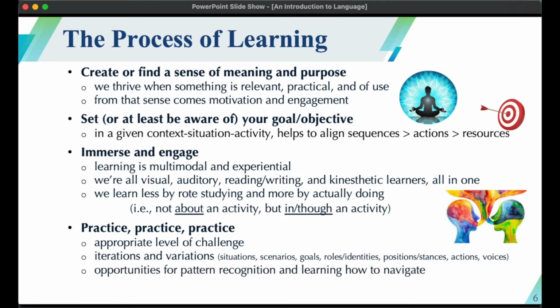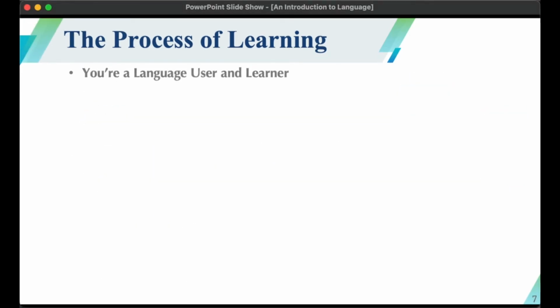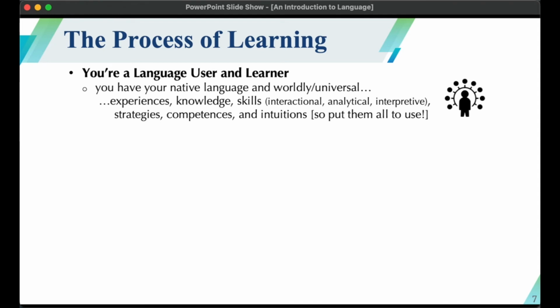Overall, this practice provides opportunities for pattern recognition, as well as learning how to navigate natural, open conversations. As you practice, you can think, what do I want to say, and how do I want to say it? Via a Japanese mindset and perspective, and via the Japanese language. One major thing to also remember is that you're a language user and a language learner. As an adult, you're not a blank slate starting from scratch. You have your native language and worldly, universal experiences, knowledge, skills, whether interactional, analytical, or interpretive, strategies, competencies, and intuitions. So put them all to use.